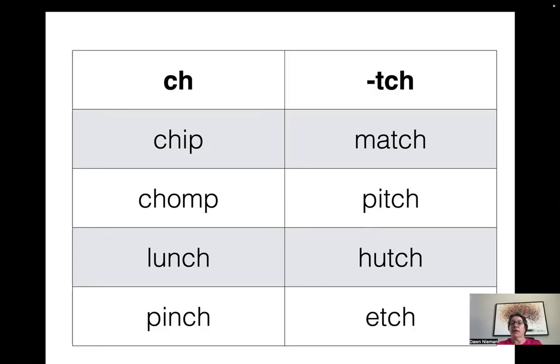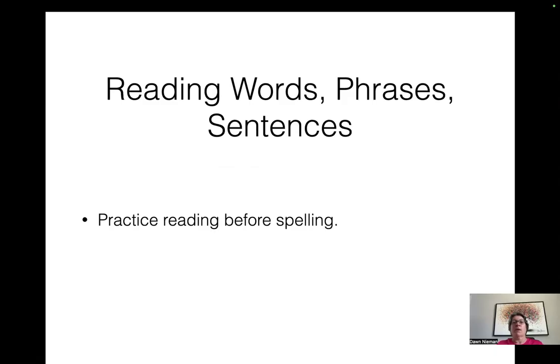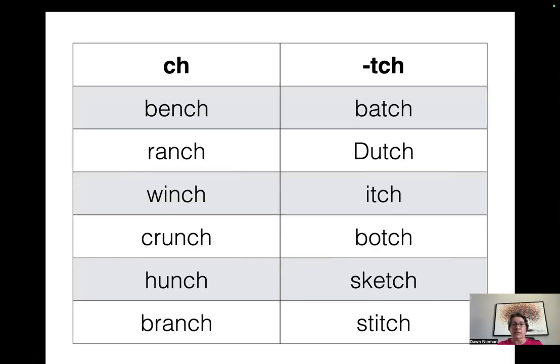And hopefully you will get to TCH because it comes right after a short vowel. So in your Google Drive folder, you will see at the top of this trace copy cover, it says TCH says ch right after a short vowel. That's exactly what you want them to say. Don't put in extra words because it will be more difficult for them to remember. And every time they trace that TCH, that's exactly what they're going to say, what's right at the top of that paper. Then you can launch into reading your words, your phrases, and your sentences.